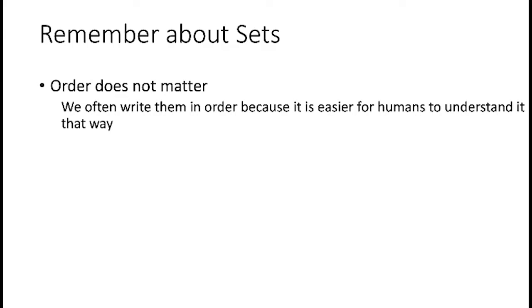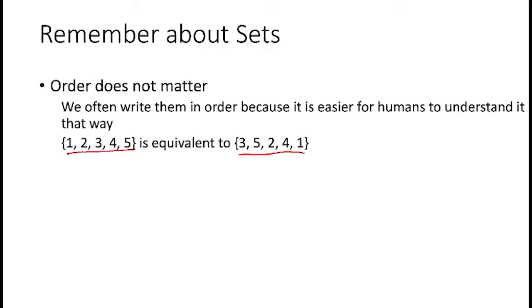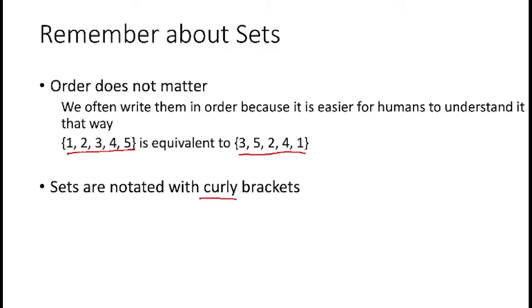If you are writing 1, 2, 3, 4, and 5, that is equivalent to the same numbers in any other order, right? When you have to write down and define a set, it must be in curly brackets. Curly brackets define discrete things. You have to write down the numbers or the specific things in between, right?